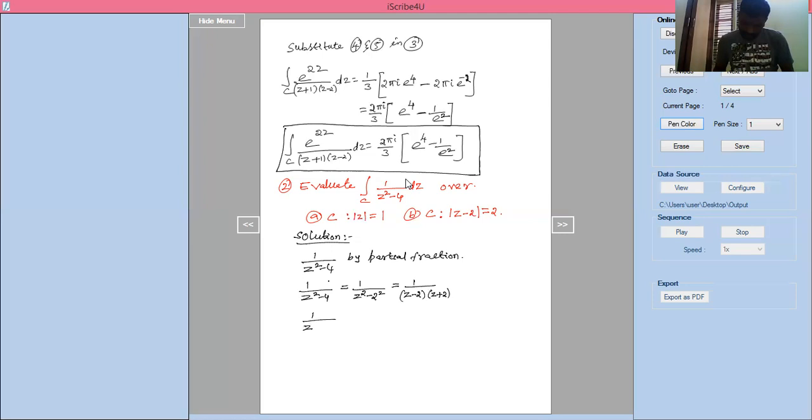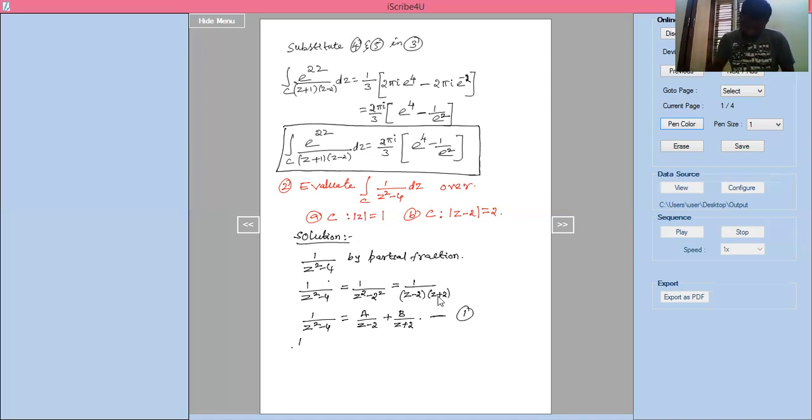1 divided by z square minus 4 equals A divided by z minus 2 plus B divided by z plus 2. This I will take as equation 1. Here z square minus 4 is written as z minus 2 into z plus 2.